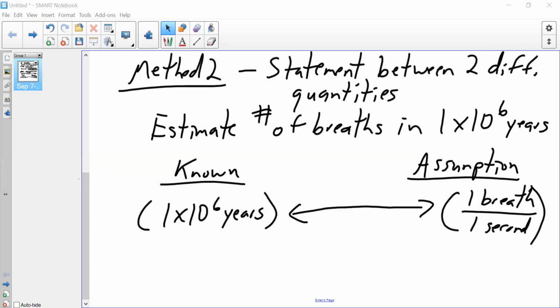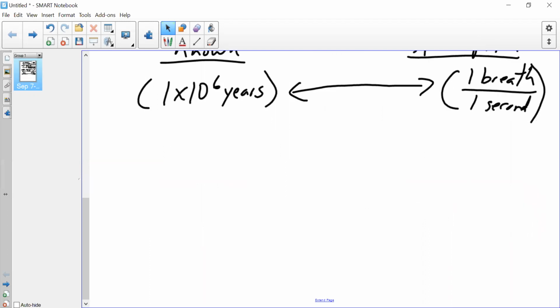All right, the next thing we talked about was the difference between accuracy and precision. In English, it means the same thing, but in physics, it has a distinct meaning to it.